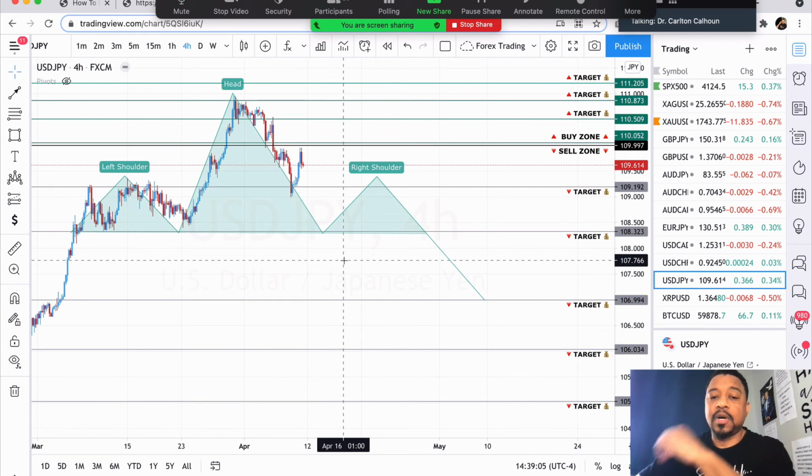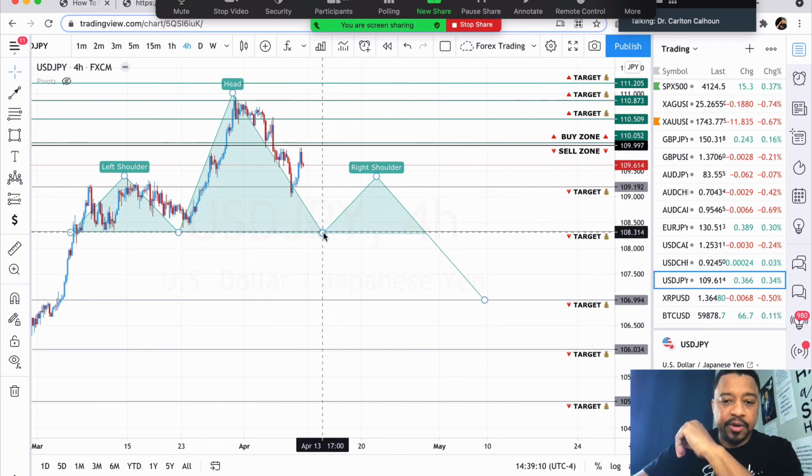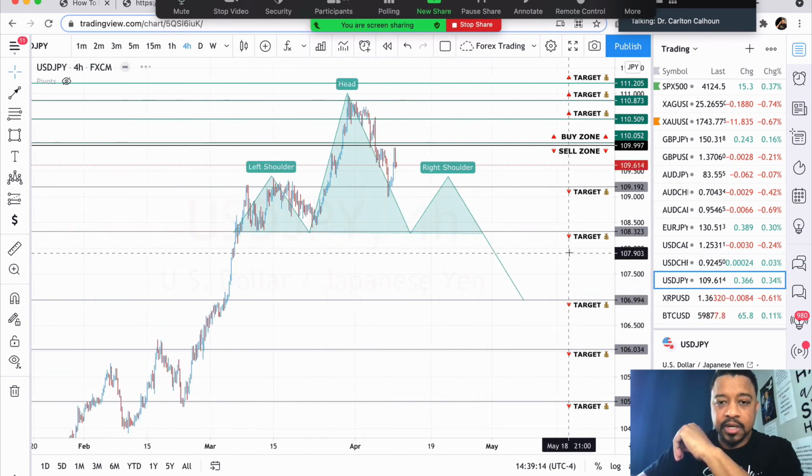Same on USDJPY. I believe we'll get a push down into these areas. We'll get a rejection to retest and then a push further down.